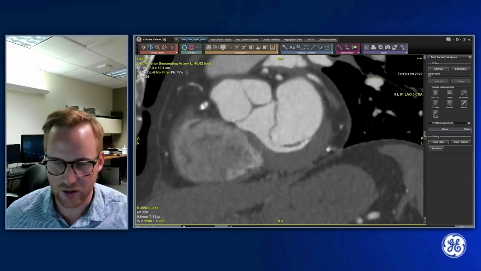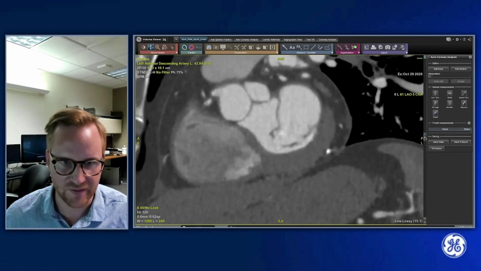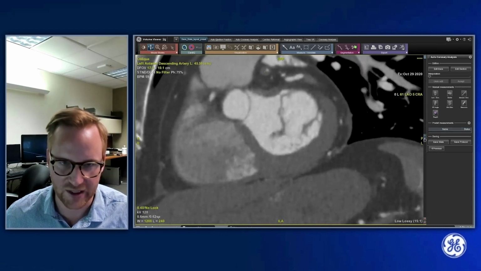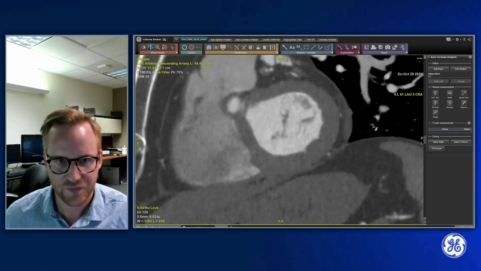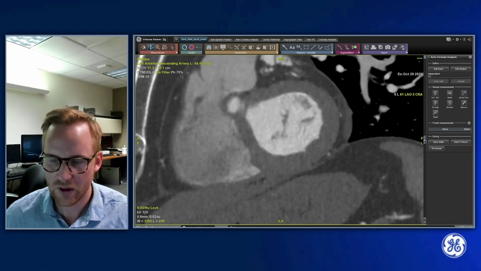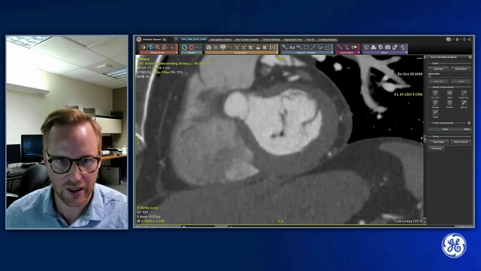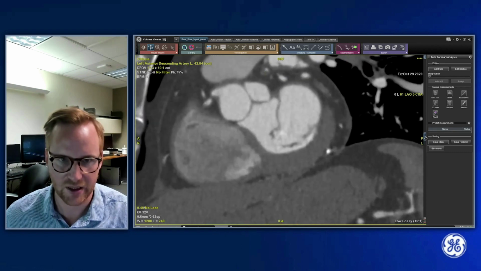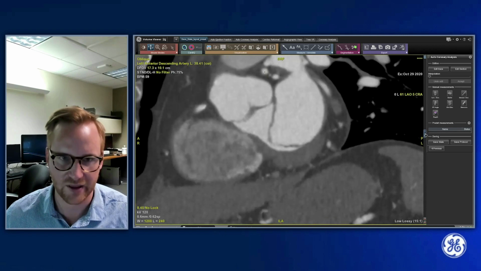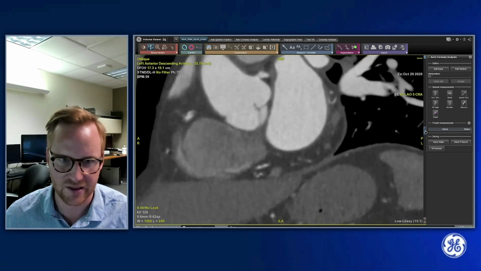And as we scroll from proximal to distal in the vessel, we can appreciate the significant stenosis with near loss of contrast opacification. There's also evidence in the vessel of a high-risk plaque feature, namely a napkin ring sign. And as we continue to scroll, we get appreciation for the length of the stenosis before the vessel reconstitutes.